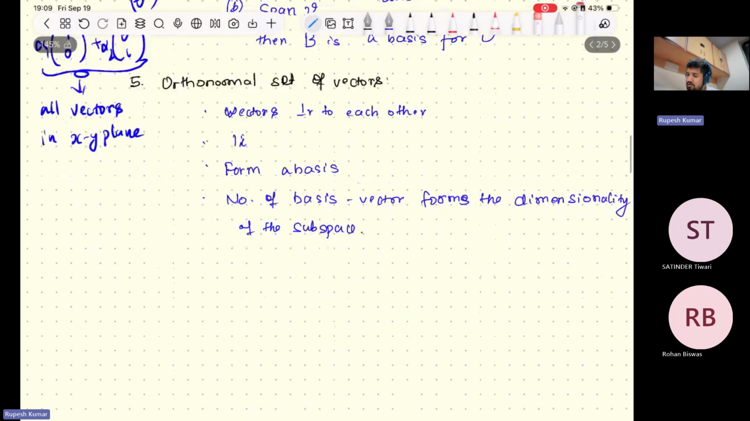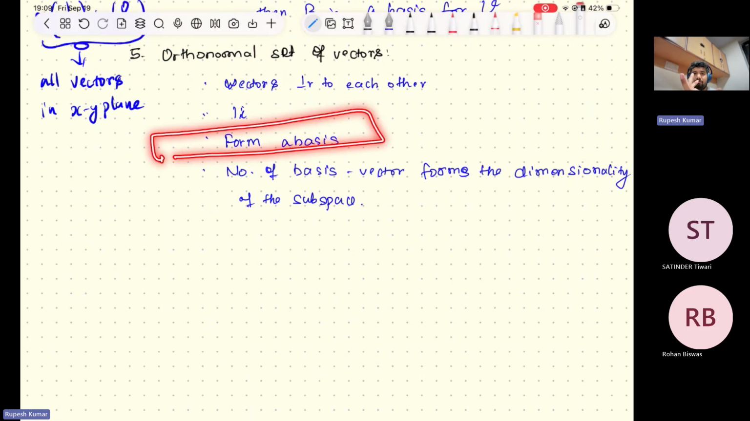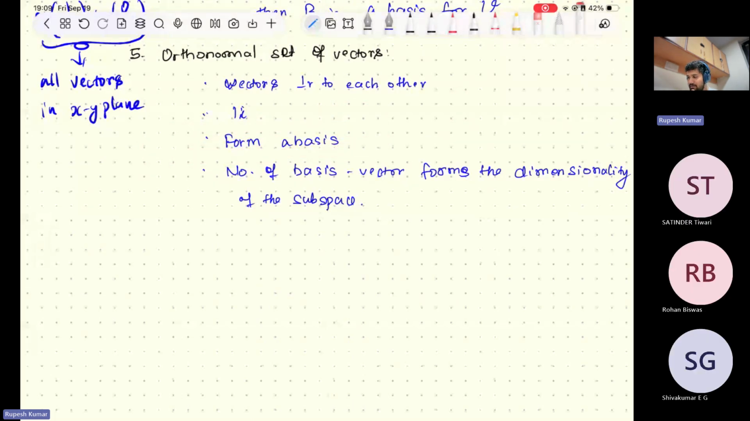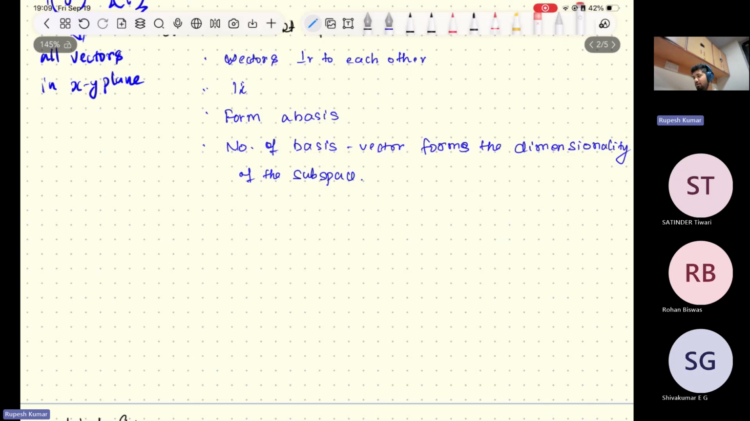Then orthonormal set of vectors, right? Basically, if two vectors are perpendicular to each other, then they are orthogonal. And if the norm is also one, then they are orthonormal. An orthonormal set of vectors always forms a basis, because we all know orthonormal vectors cannot be linearly dependent. The number of basis vectors for any subspace is essentially the dimensionality of the subspace.